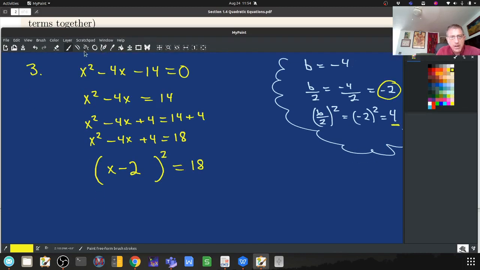And now we can solve it just using the perfect square, what was the name of that theorem? The square root property. So we get x minus 2 is equal to the square root of 18, or x minus 2 is equal to minus the square root of 18. There's still a little bit of simplification to go on.